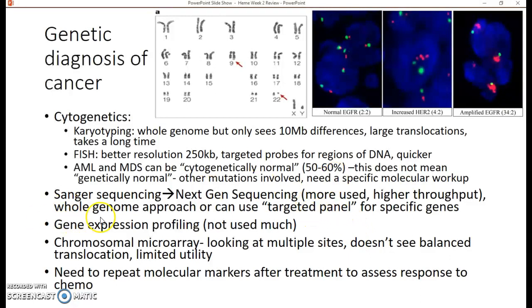Gene expression profiling, mentioned in lecture, is not used as much for specific things that we know are overexpressed, like HER2 in breast cancer. You can use it, but it's not as common. Chromosomal microarray is similar, it looks broadly to see various sites of expression, but doesn't see balanced translocations, because remember, all the genetic material is there for translocations. It's not used as much. Also, to emphasize from lecture, after you treat a leukemia, you need to repeat testing and assess your response to see if these abnormalities that you've detected have regressed.